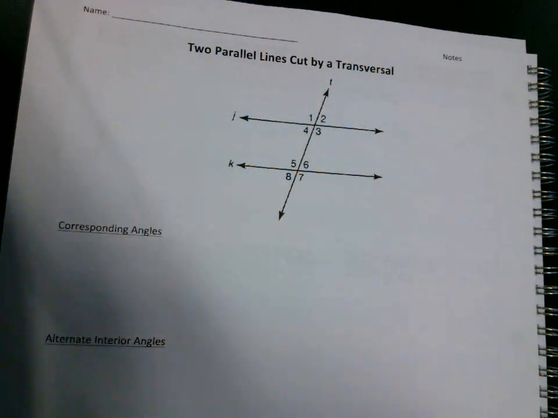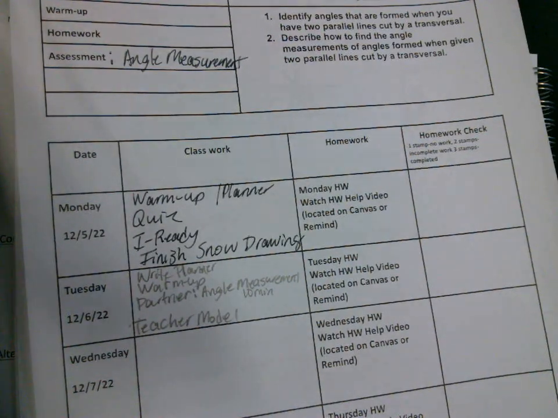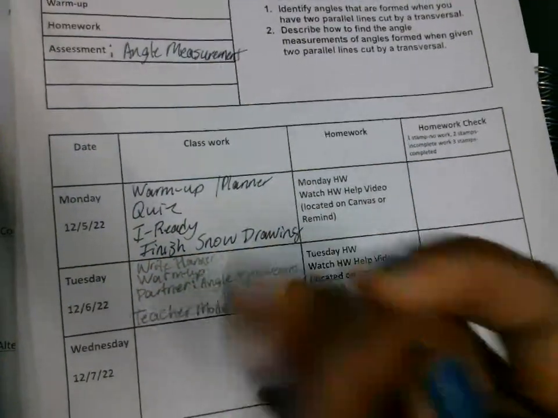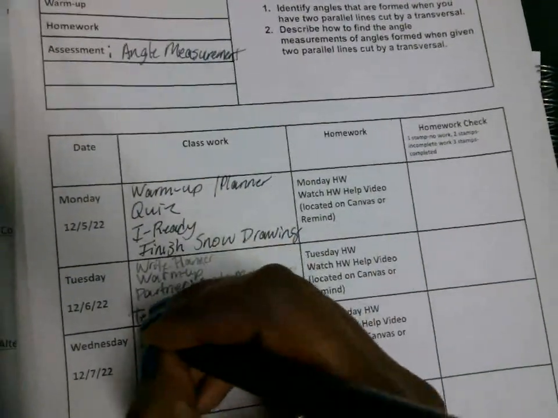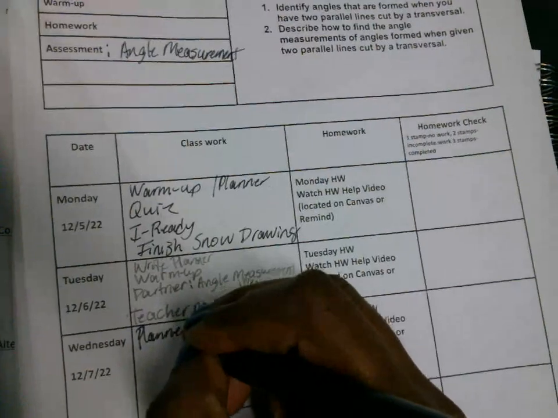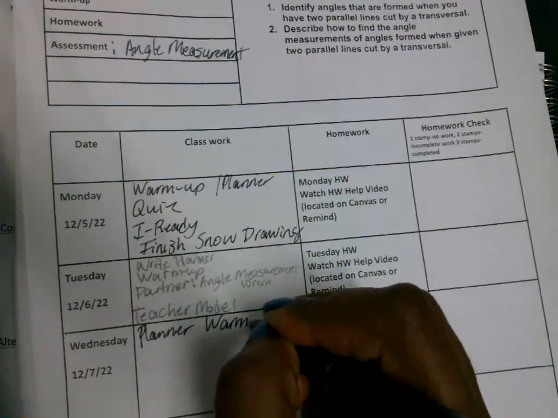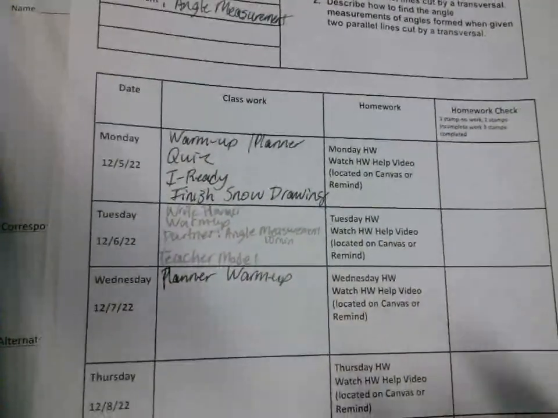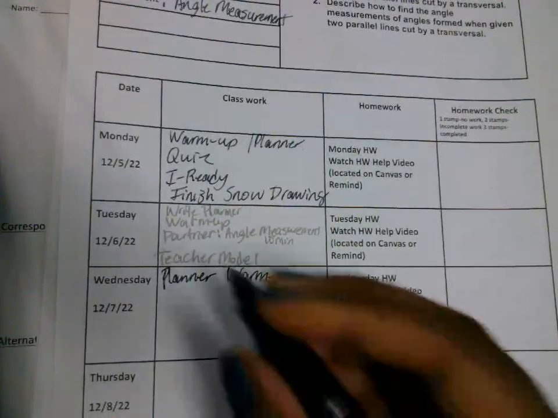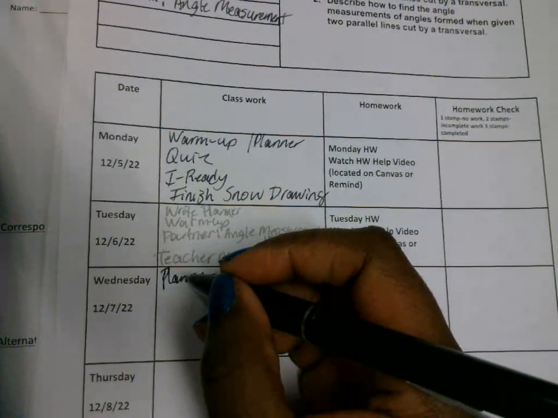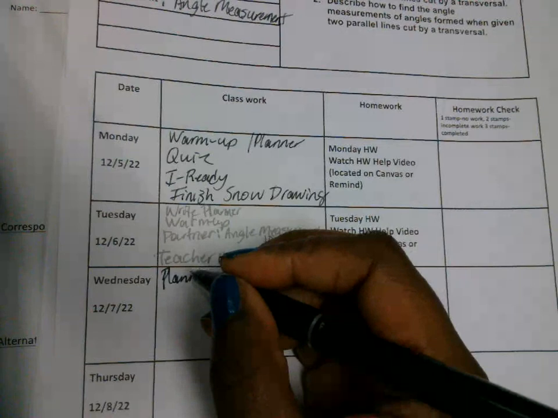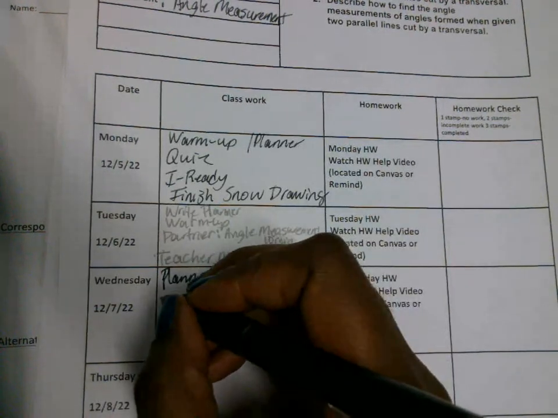The agenda is on the sideboard. Today we are going to write in our planner. We're going to do our planner first. I'm going to write in our planner. I'm going to go over the warm-up, problem number 1, Wednesday warm-up. We crossed out Tuesday warm-up. Okay. Please don't forget about the homework help videos.